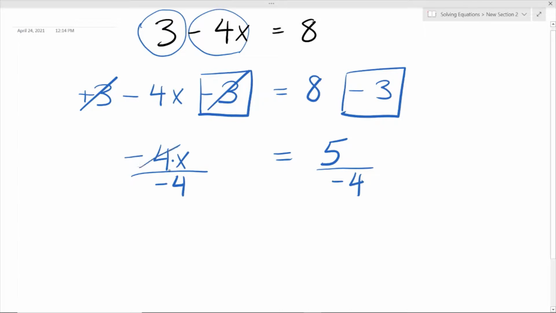So -4 and -4 are going to cancel. X is thus equal to 5 over -4, and this can be rewritten as -5 over 4. I just brought the negative in front of the fraction. It's the same thing. So x is equal to -5 over 4.